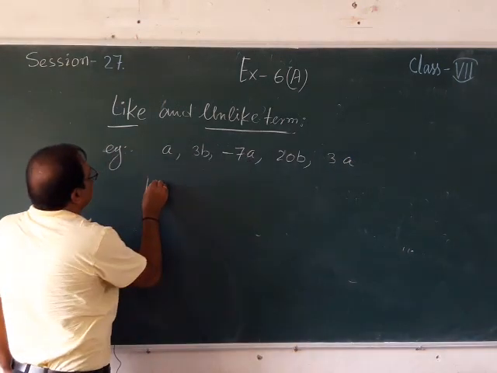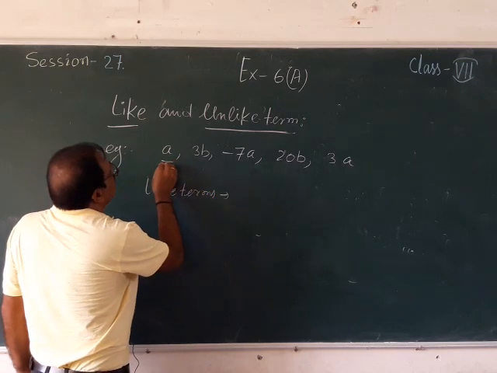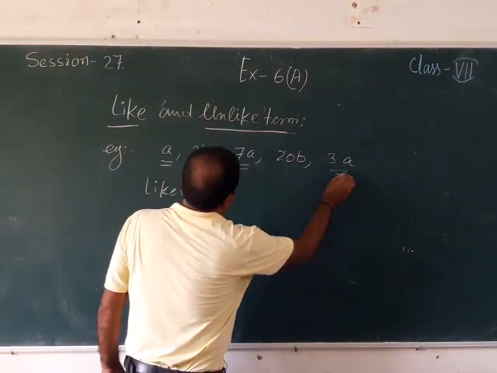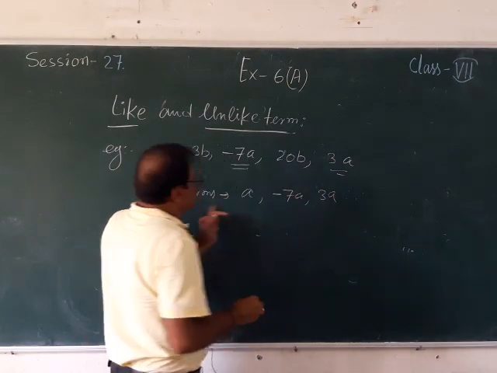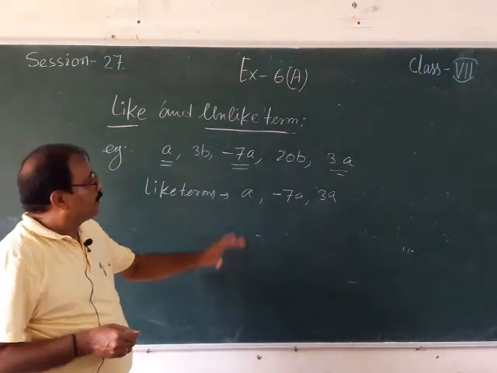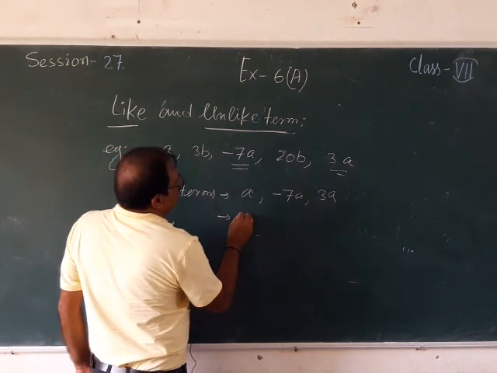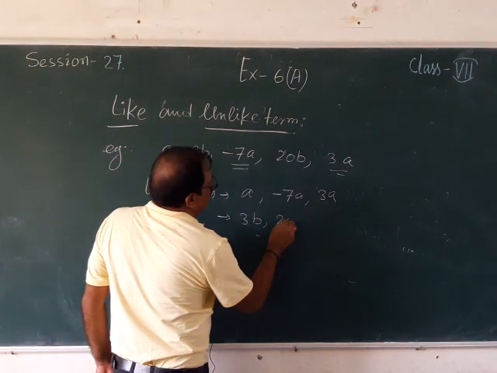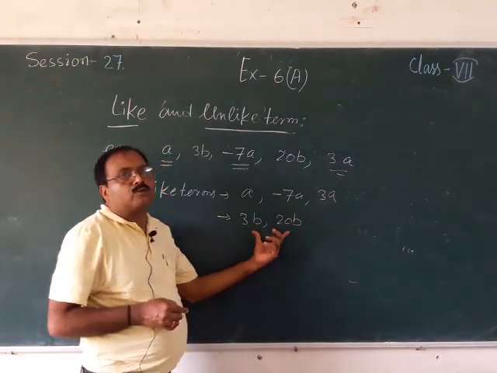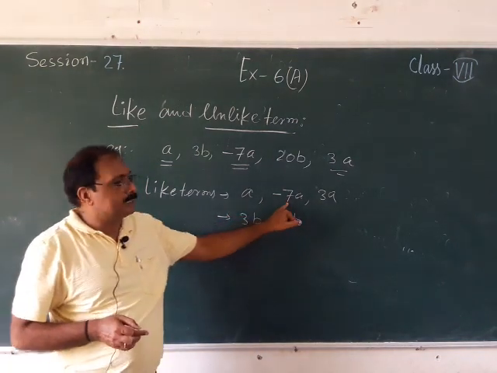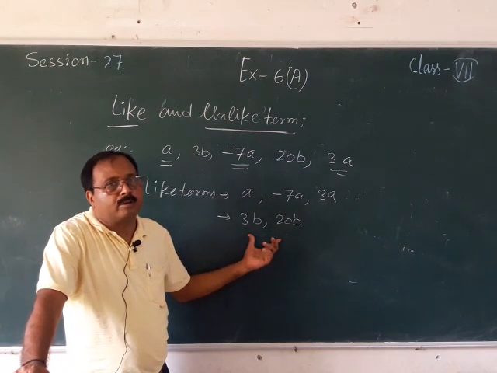So what are the like terms here? a, minus 7a and 3a are the like terms because they have the same variable a, and 3b and 20b are the like terms. These are different groups of like terms. One group is a, minus 7a and 3a, and the other group is 3b and 20b, the like terms for b.